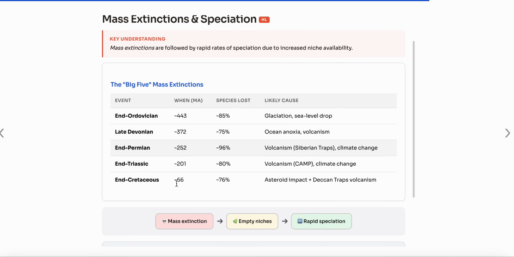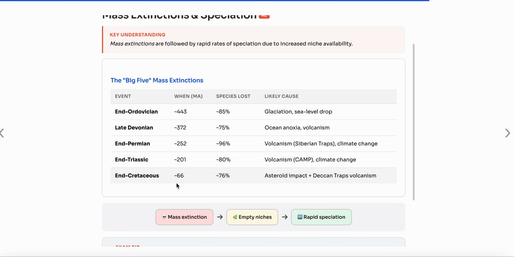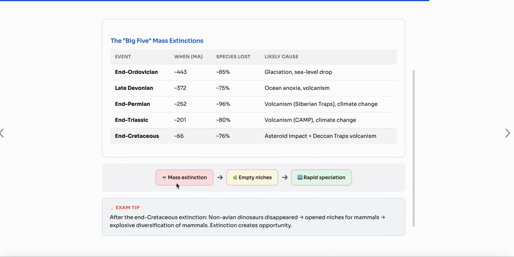These are the times when mass extinctions happened in history. You can see that during the End-Ordovician, around 85% of species were lost. In the Cretaceous, there was a 76% loss, and there are different likely causes, though again not exact ones.